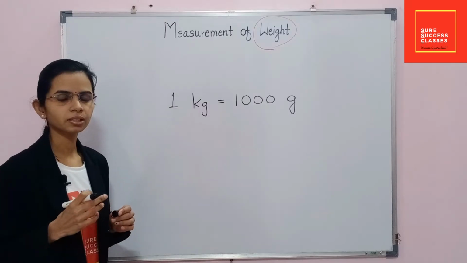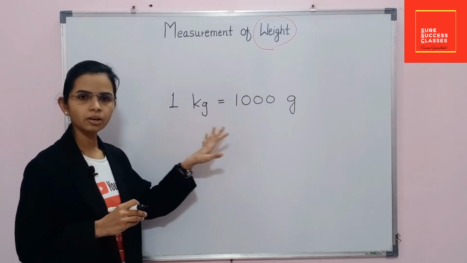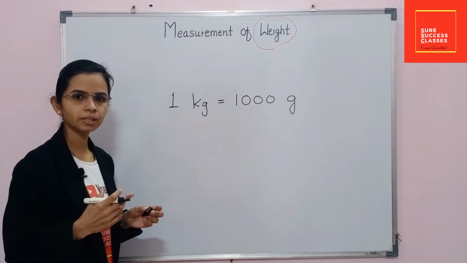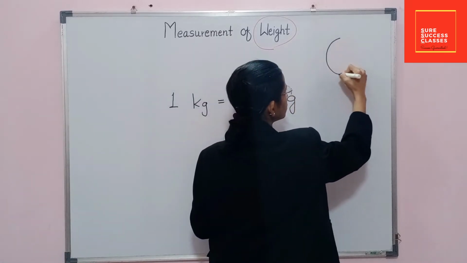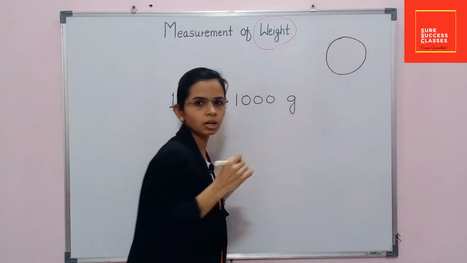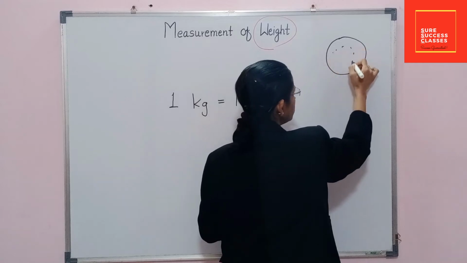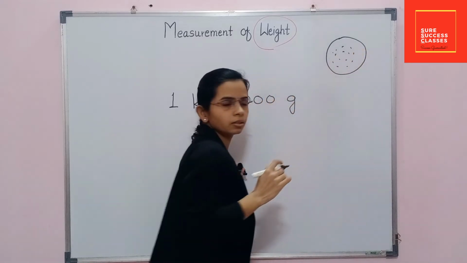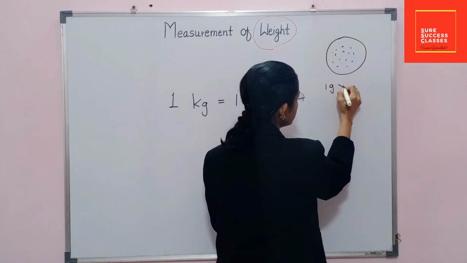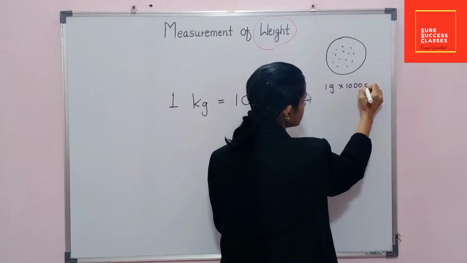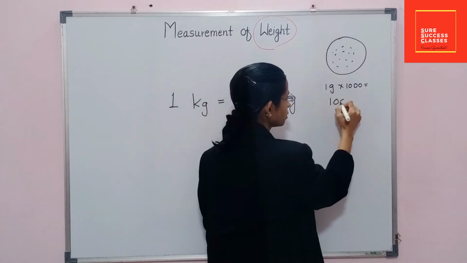Students, let's concentrate on a very important conversion related to weight. Whatever I have written here, I would like to explain it with an example. If I put together 1000 stones of 1 gram each, then what will be the total weight? 1 gram into 1000, it is equal to how many grams? 1000 grams.